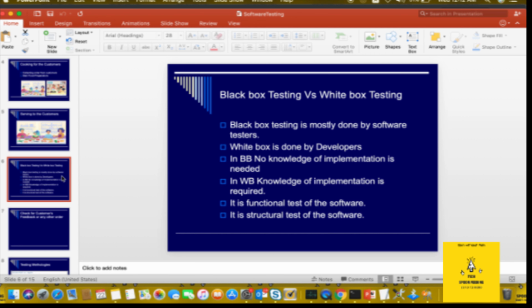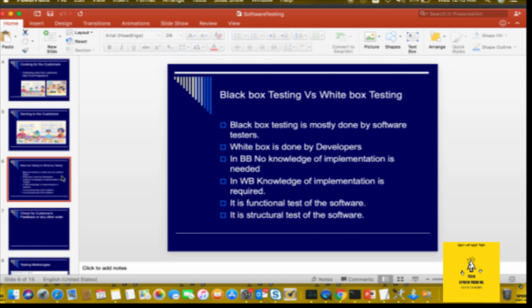Yes, the simple difference is that white box testing can be done by the developers, and black box testing is done by the testers. To do white box testing, a developer needs programming knowledge. For black box testing, there is no need of any programming knowledge. White box testing is a kind of structural test of software. It's nothing but the particular piece of code the developer has written, that particular thing the developer will test. Whereas black box testing is about the functionality of the product, the purpose of the product, the usage of the product.